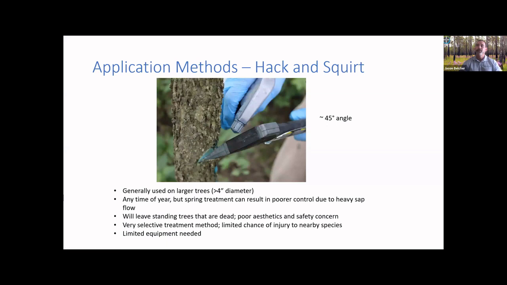So when we talk about hack-and-squirt, Dr. Enloe again talked about that, but it's basically, in its purest form, using a hatchet or machete. Those are the two tools you see most often used. A squirt bottle, and you make your incision into the cambium of the tree, and typically that's going to be about a 45-degree angle, and you want to make kind of a cup there, put about a ml of solution in there, and then it'll stay there and give you control of that tree.